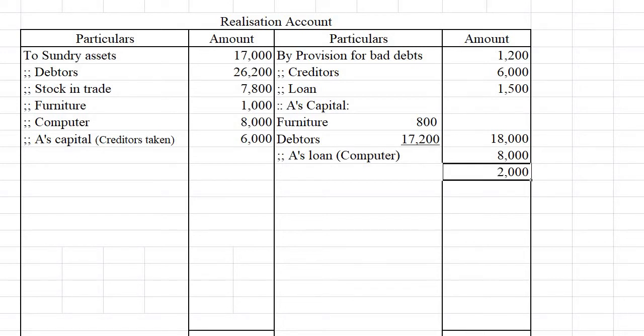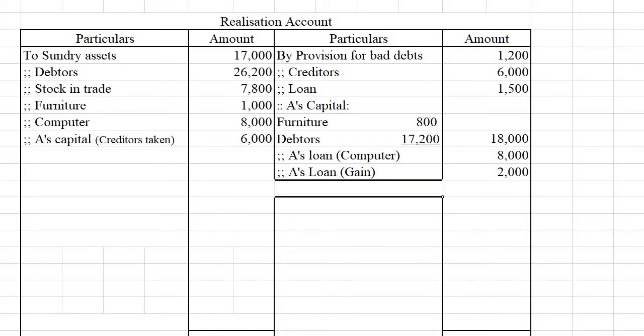Can write A's loan. That means in A's loan we will write to realization for 8,000 taken over computer and 2,000 gain. Instead of that you can write completely. That means to A's loan, in A's loan we can write to realization 10,000 also. Okay. That's not a problem.